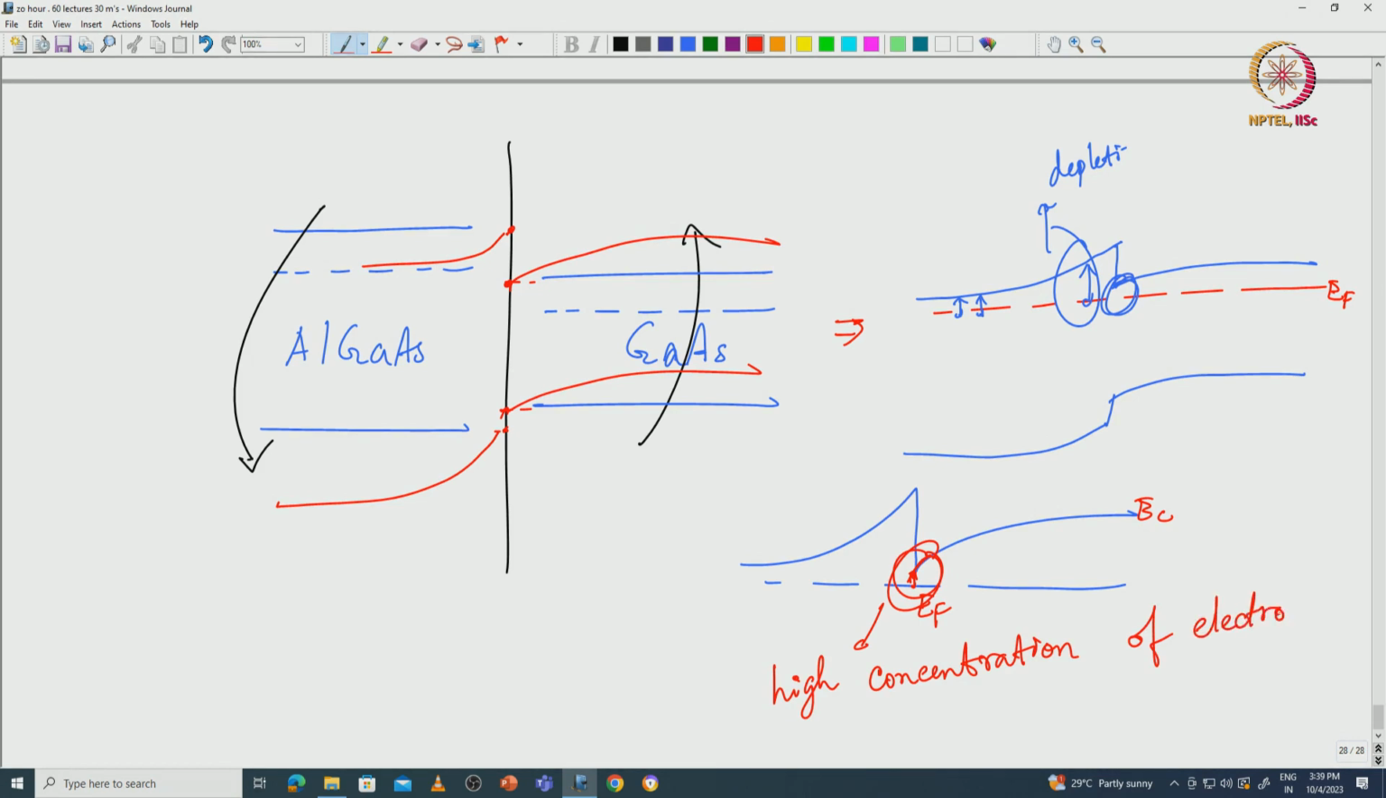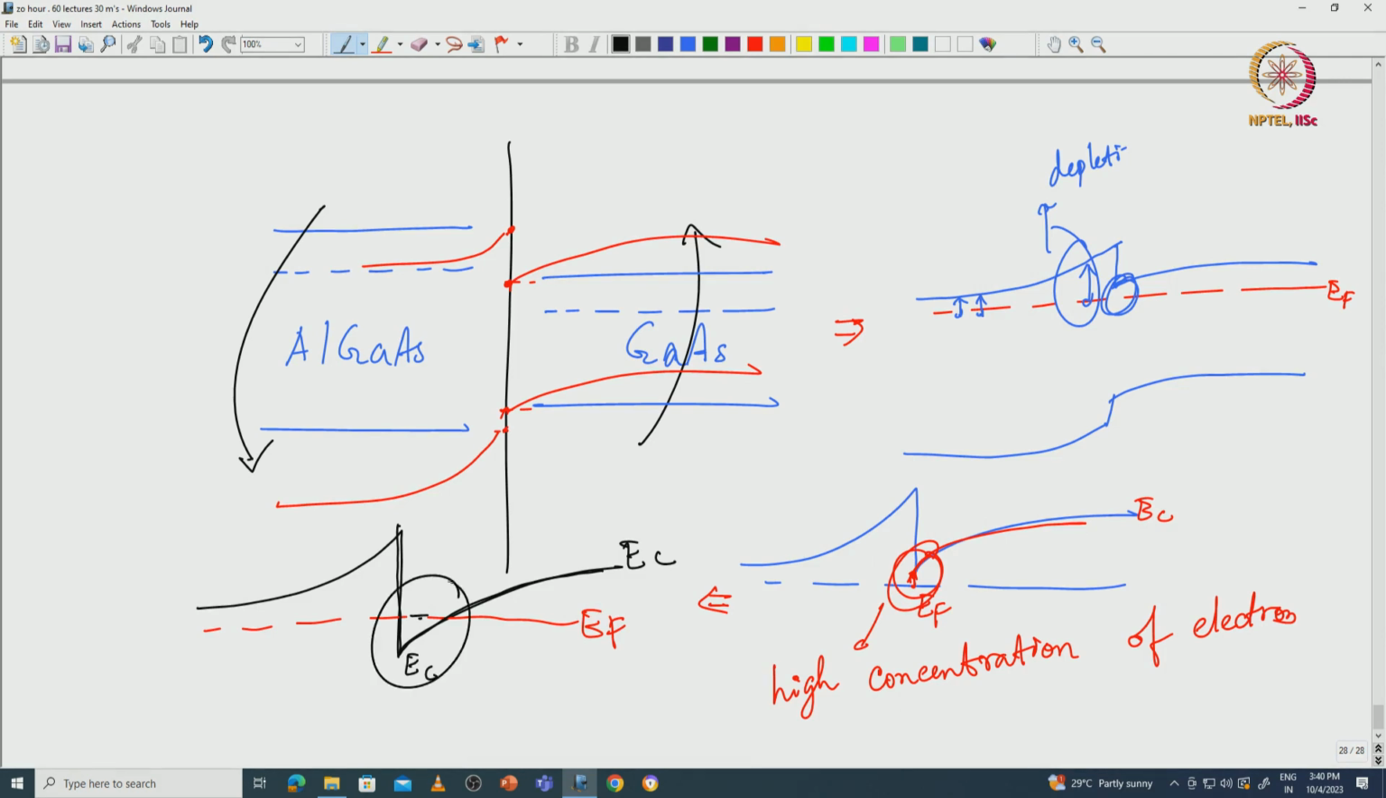If I can make this conduction band cross over the Fermi level, what I mean is that suppose this is my Fermi level, and if I can somehow make this go like that, that means the conduction band has gone below the Fermi level and come up. What it means is that your Fermi level is above the conduction band. So, this part, please note carefully, the Fermi level is above the conduction band.